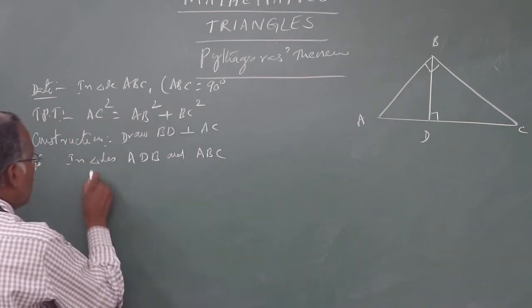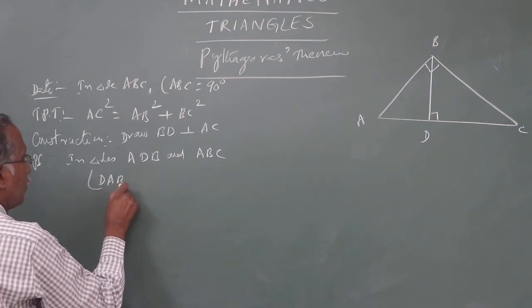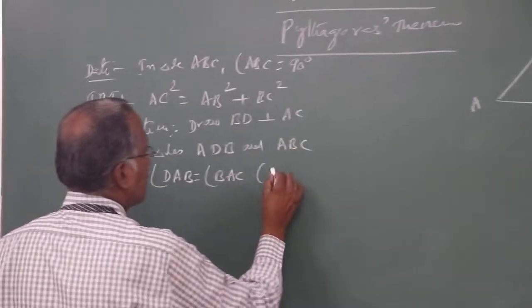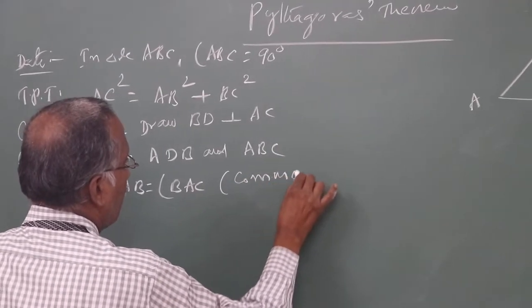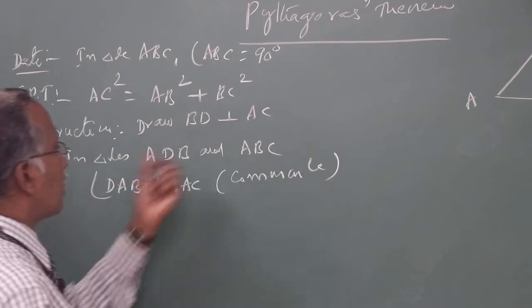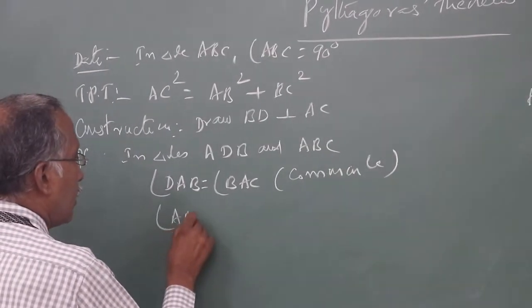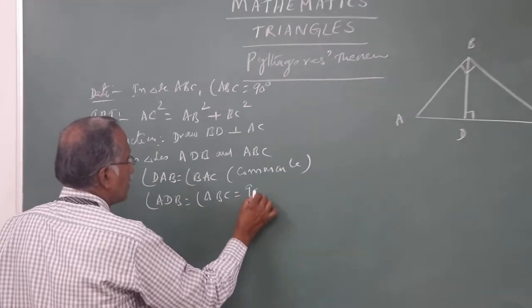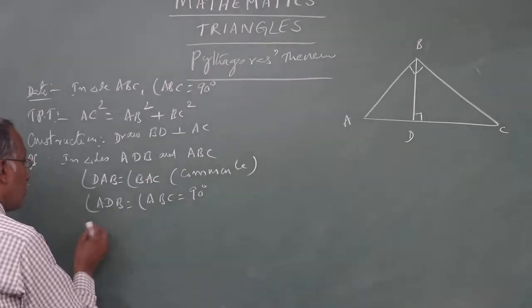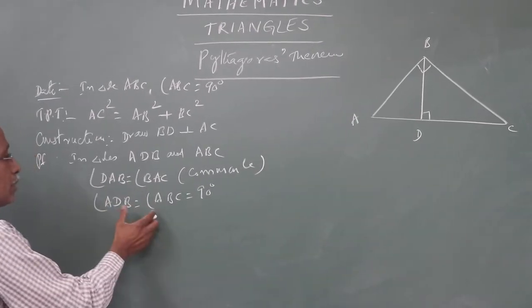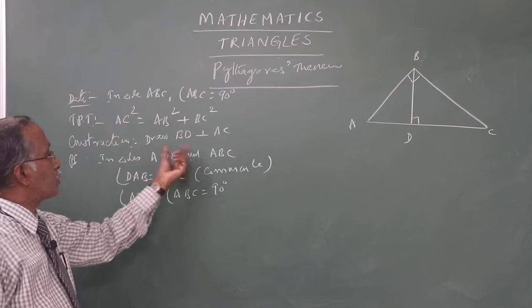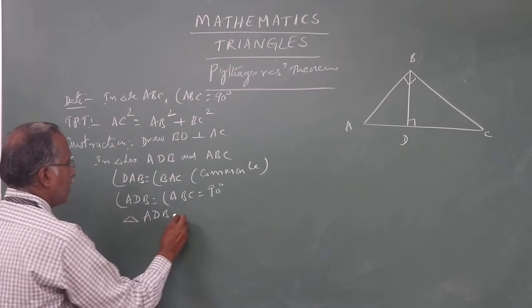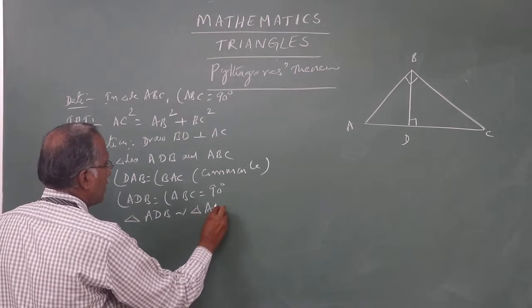You have to compare now. Angle DAB is equal to angle BAC; the reason is that it is a common angle of both the triangles. Angle ADB is equal to angle ABC is equal to 90 degrees. So, by AA criterion, these two triangles are similar. So, triangle ADB is similar to triangle ABC.